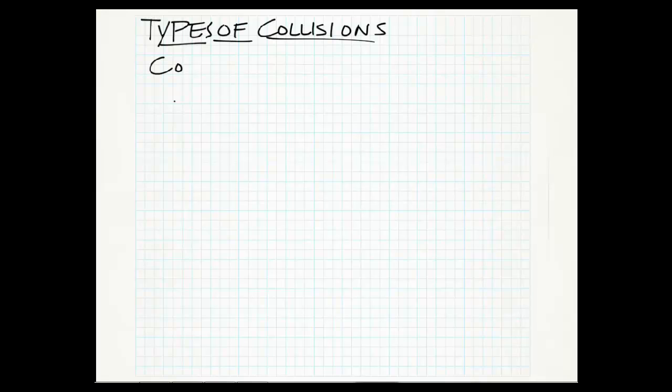We are continuing our discussion of momentum, and now we're going to talk about types of collisions. This is actually one of my favorite things. For types of collisions, we're going to start with the one that we've already talked about, and that is a completely inelastic collision.